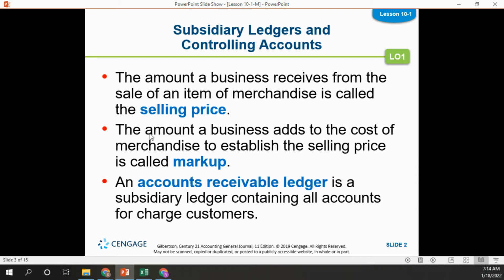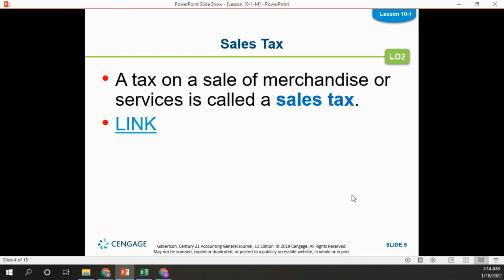We have a separate ledger page for every one of our customers. Same thing as we did with accounts payable, although now we're on the accounts receivable side of things. All right. Just like we did before.